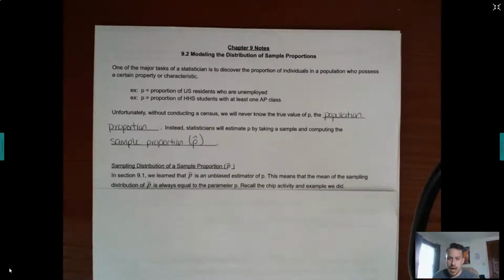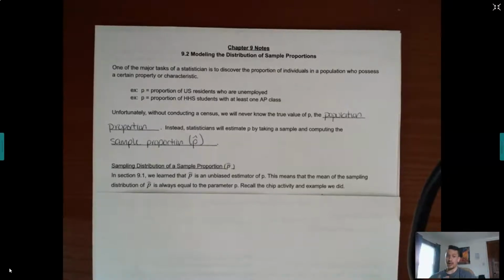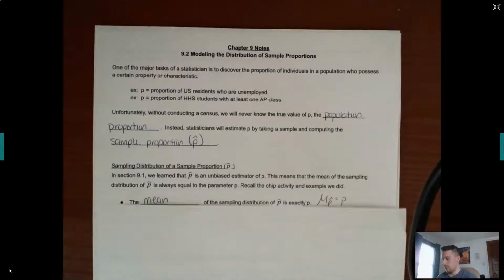Okay. So in section 9.1, we learned that p-hat is an unbiased estimator of P. If you need to go back to see what unbiased estimator really means, you should go back, but I gave a quick little summary here. This means that the mean of the sampling distribution of p-hat is always equal to the parameter p. Recall the chip activity and example we did. So when we take a sampling distribution of a sample proportion, and it's all possible samples, there's going to be some sort of distribution, probably a normal distribution. The mean of all those values is going to be directly in the middle, right? It's going to be the middle of the normal distribution, all right? And this is really what we mean by unbiased estimating. So the mean of the sampling distribution of p-hat is exactly p.